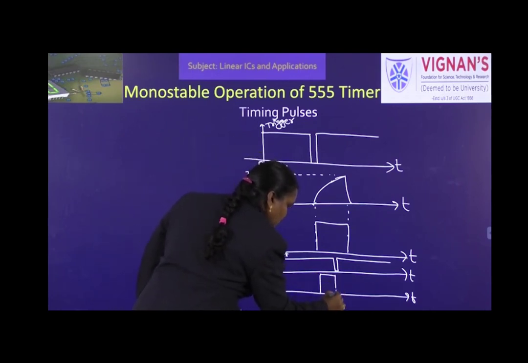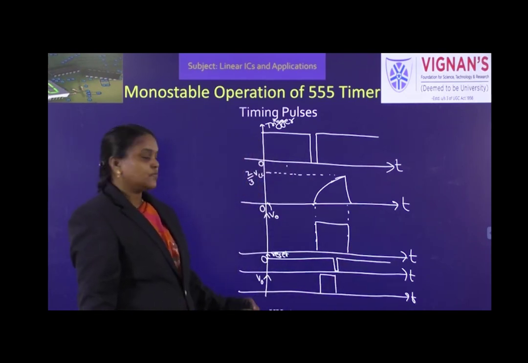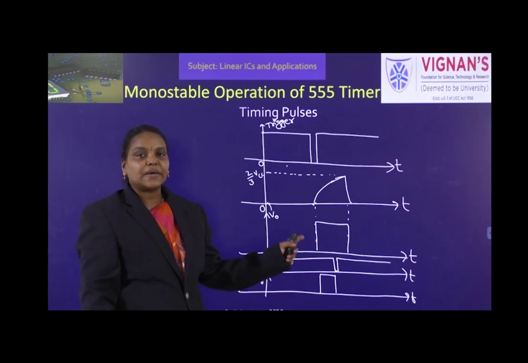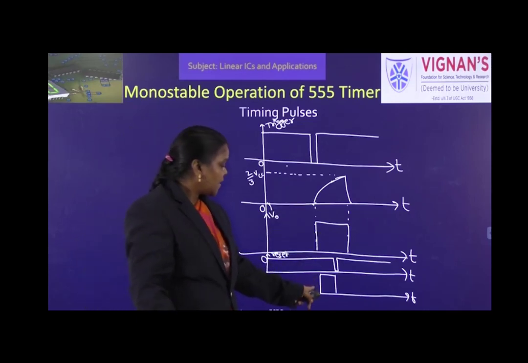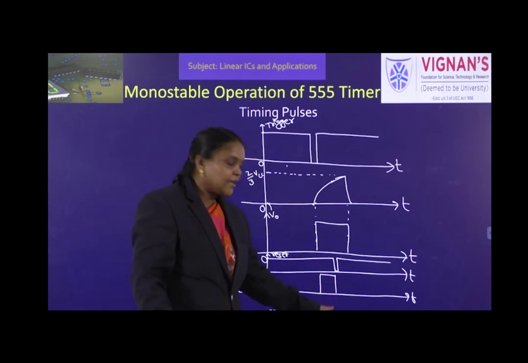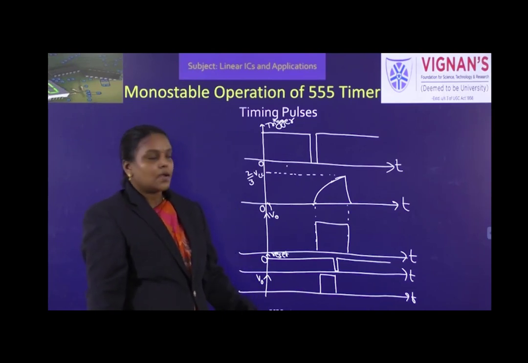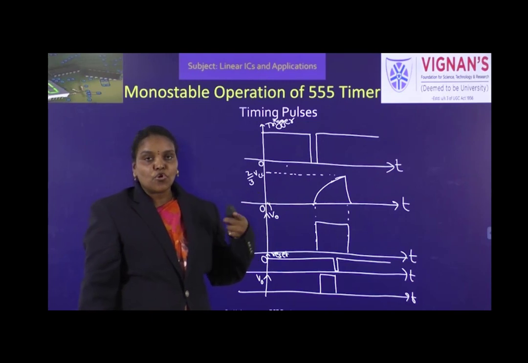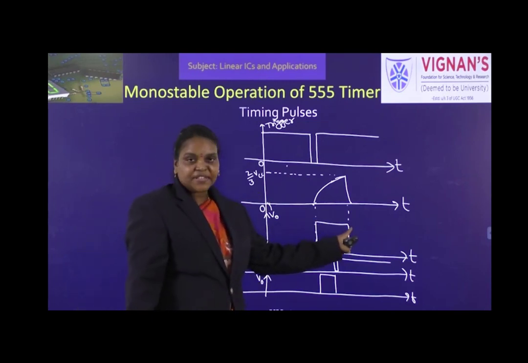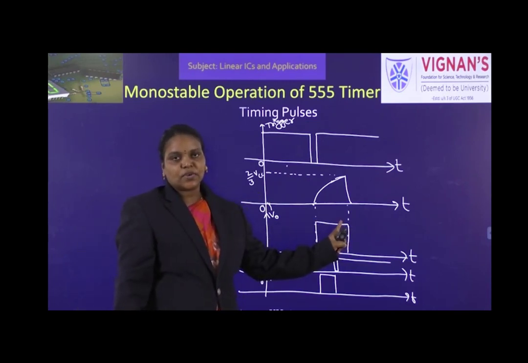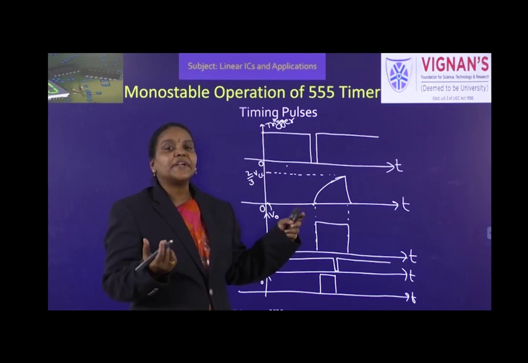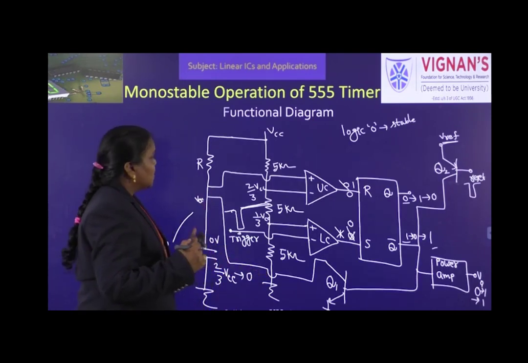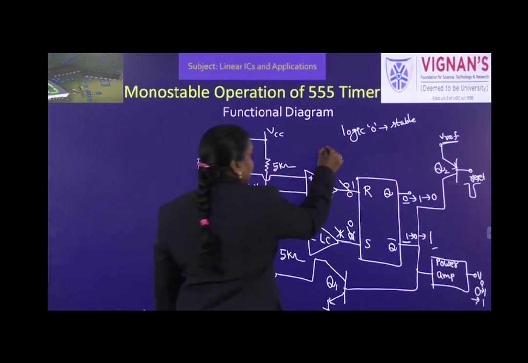Here itself the output will go to 0. Whenever it receives the negative going pulse at the reset, then its output will automatically go to 0. And when it is in on condition, even if it receives more trigger pulses, they won't affect this on period. And how this on period depends means, if you see the operation, for how much time it is on?